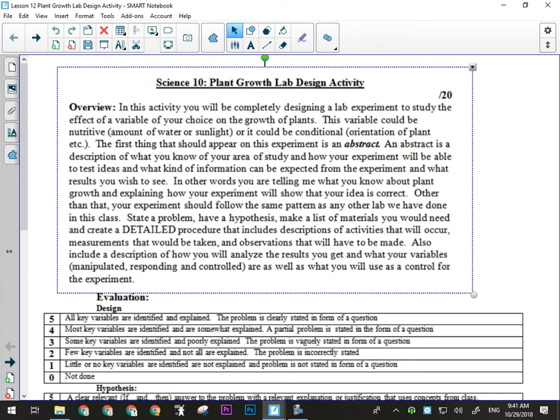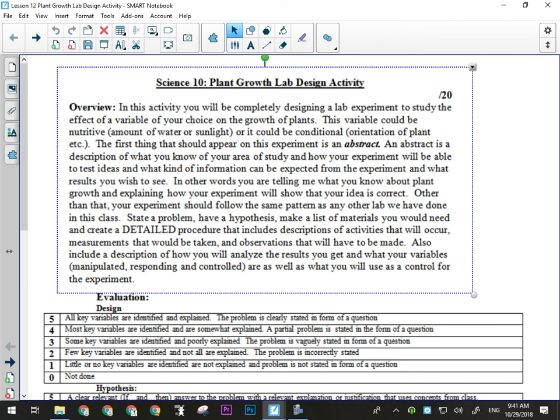Now, something else that's going to be on here that you haven't done before is something called an abstract. It's going to be before everything, before even your problem. An abstract is a short paragraph, 3 sentences, that tells me what you know about plant growth, why you're studying this particular variable, and what its possible applications are. So it's like 3 sentences.